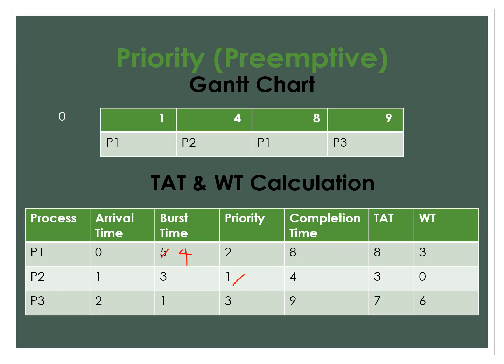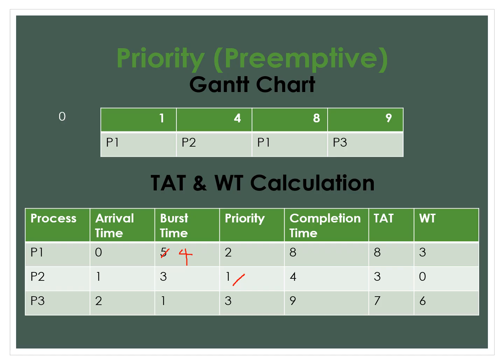Compare P1, P2 and P3. Here P2 has the highest priority. So P2 executed. So 1 plus 3 is equal to 4. Now remaining P1 and P3, we compare these two processes. P1 has the highest priority. So already 1 millisecond P1 executed, remaining 4. So 4 plus 4, 8 milliseconds.